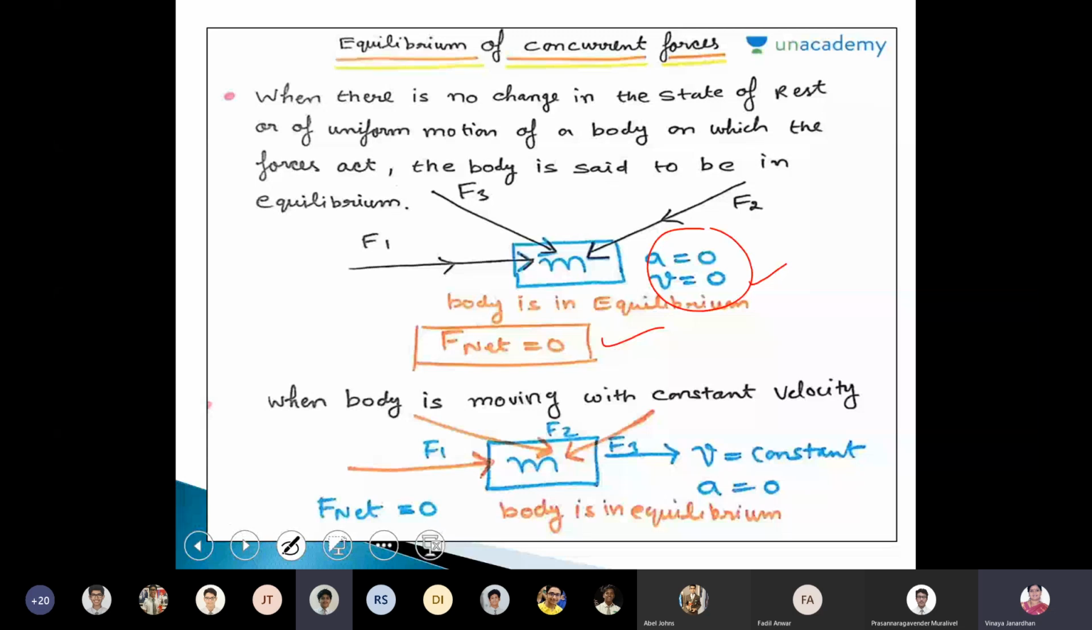I have a question. When we are pushing an object, will friction be considered as a concurrent force? No. Friction will not be considered because friction is a tangential force. We'll do friction next. Friction will not act at any point inside the body. It will always be between the body and the surface on which the body is moving. It's tangential. Yes, ma'am.